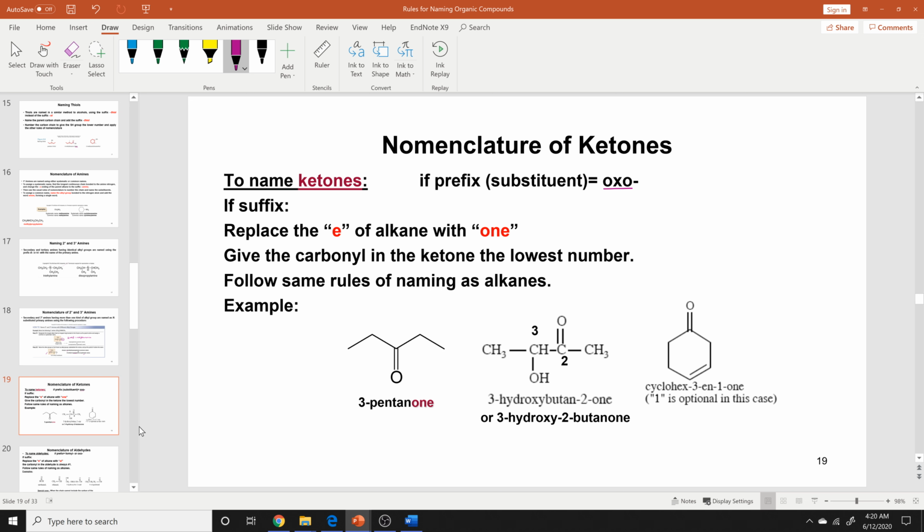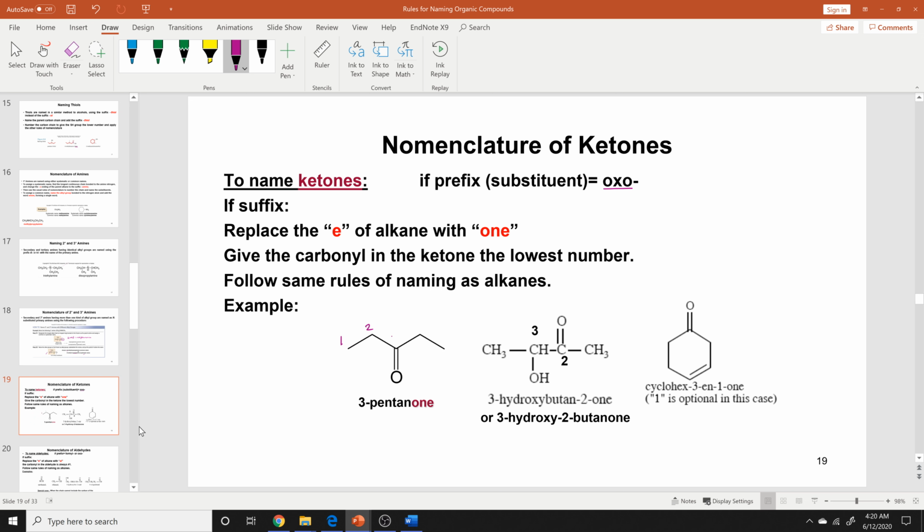If it is part of the parent name, so if you're going to consider it as a parent name, then you're going to drop the E in the alkane and put O-N-E at the end. You're going to give the carbonyl of the ketone always the lowest number, and you apply the same rules of naming as alkanes. So let's have an example here.